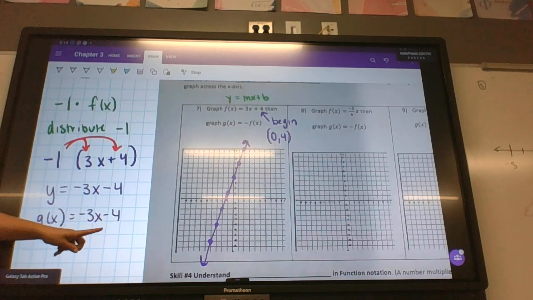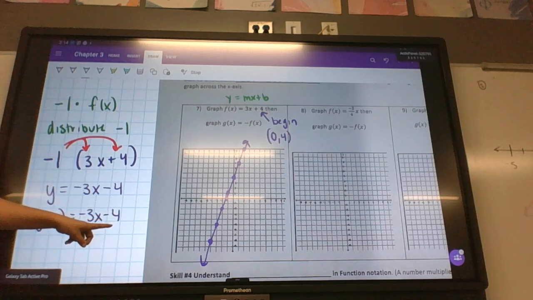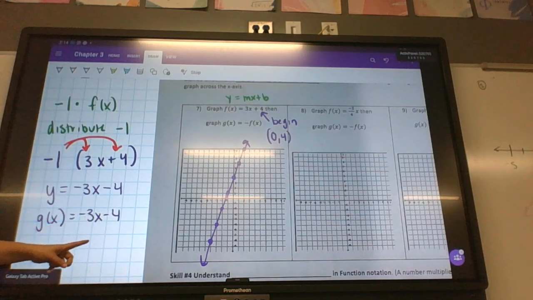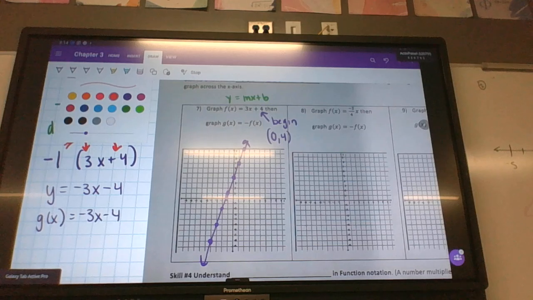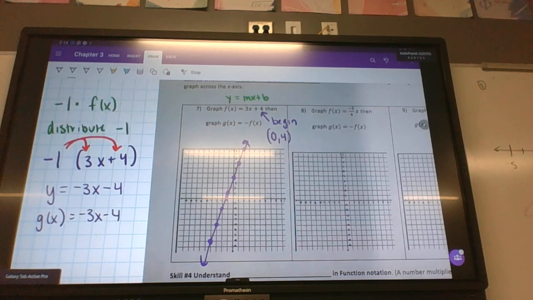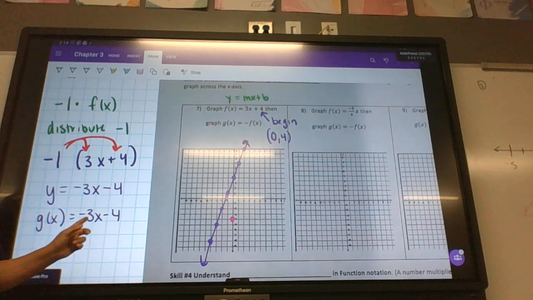So for my second line, I'm going to start at -4. And I'm going to go down 3 over 1. Down 3 over 1. So this is where I begin, down here. The slope of this new line is -3 over 1. So down 3, right 1. Down 3, right 1.